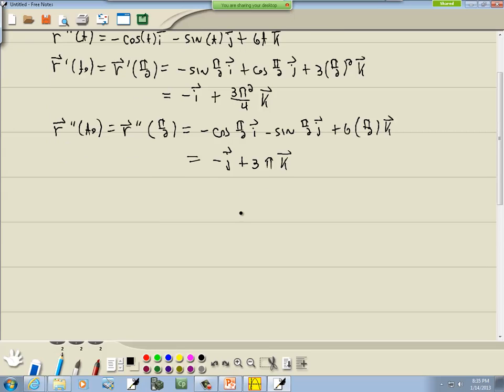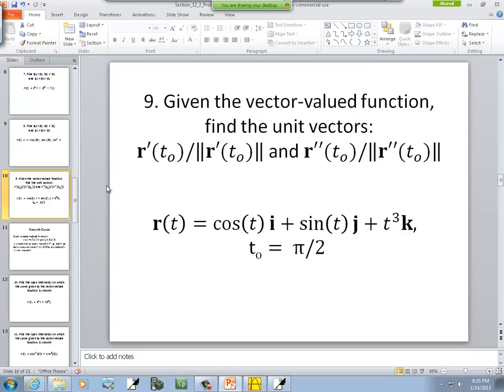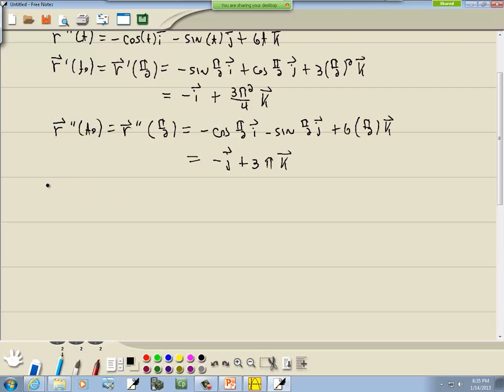Okay, now we're ready to find our unit vectors. And the first one they're saying to find is this one right here, r prime of t naught over its magnitude. Well, r prime of t naught is this right here. So we're going to have negative i plus 3 pi squared over 4 k over, and remember with this, we take the square root, and then we're going to take each component function, square it, and then add them together.